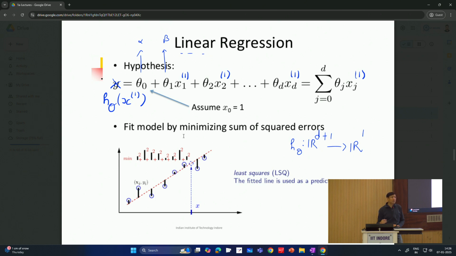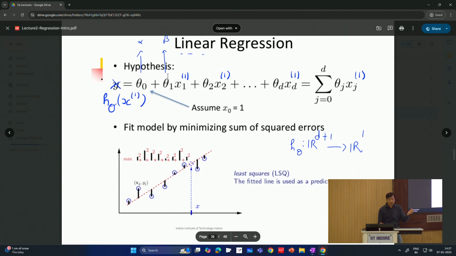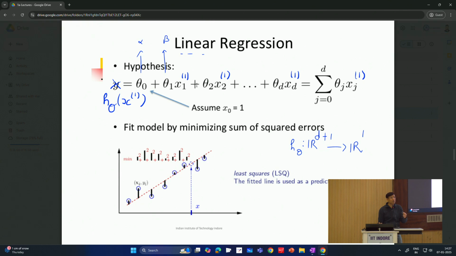This is how I'm defining it. I'm writing h theta x1, at the first point x1. So I'm saying theta naught, theta 1 x1, theta 2 x2. The superscript which you see here is the point, the first point where I'm finding this, and the subscripts which you see at the bottom is the dimension which I'm defining. When we had done one dimensional regression, then we didn't have these. We only had these two, theta naught plus theta 1 x1, which we were referring to as alpha plus beta. Theta naught was alpha, theta 1 was beta.